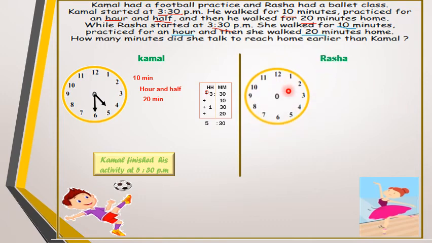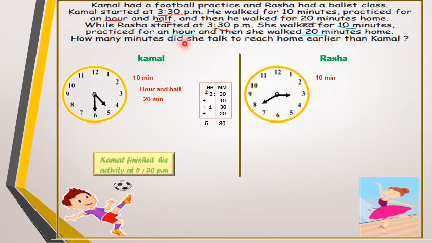Russia started when it was 3:30. Okay? So I will use the analog form first to calculate it. She took 10 minutes to walk. So I will move 10 minutes. 5, 10. So it will be here on 8, 10 minutes.